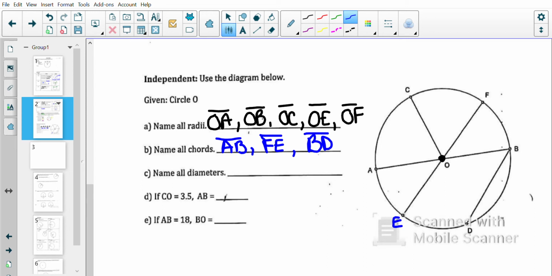We want to name the diameter of the circle. So you can have more than one diameter like we do in this example. AB is a diameter, but also FE is a diameter.